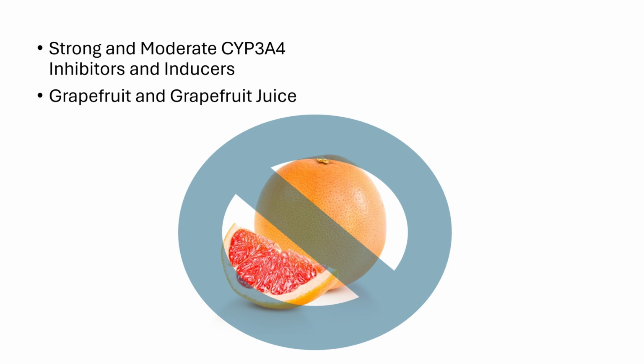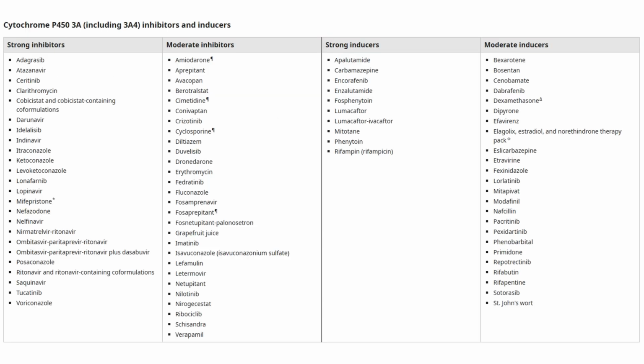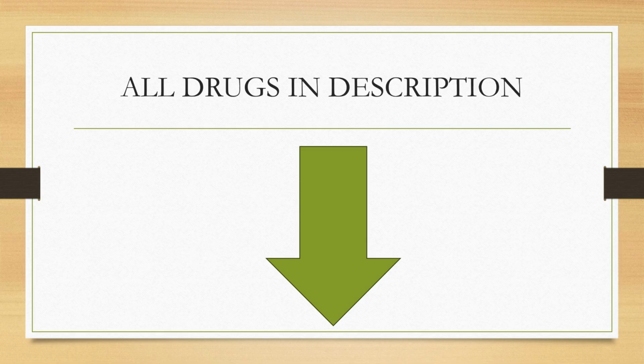Now, describing and understanding CYP3A4 and other CYP metabolic enzymes and their functions is not what we're trying to do today. Instead, what we need to know is that drugs that inhibit or induce this specific enzyme are very numerous and are used for many different illnesses or conditions. I've provided a link to the list of strong and moderate CYP3A4 inhibitors and inducers in the description below.